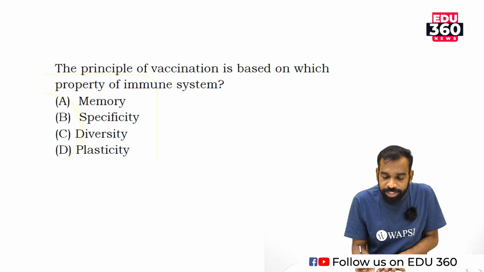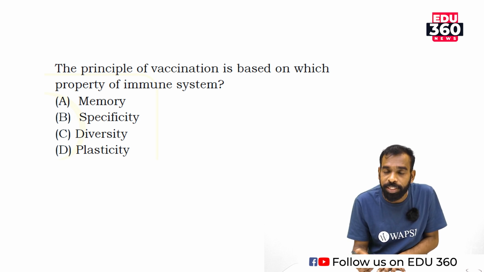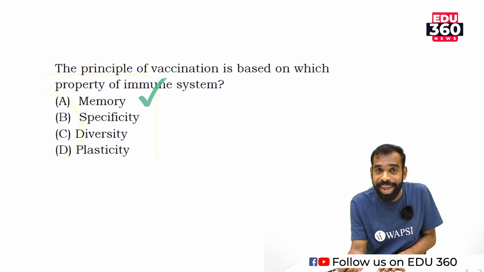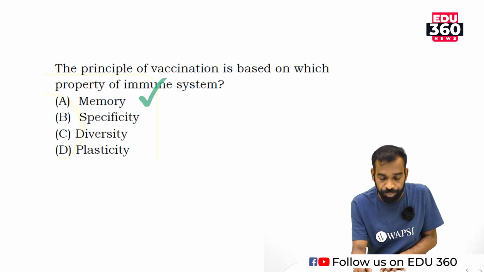Move to the next question. The principle of vaccination is based on which property of the immune system? Memory, specificity, diversity, plasticity. You know, that is a direct question. The principle of vaccination is based on the memory of the immune system. So option A is the correct answer.